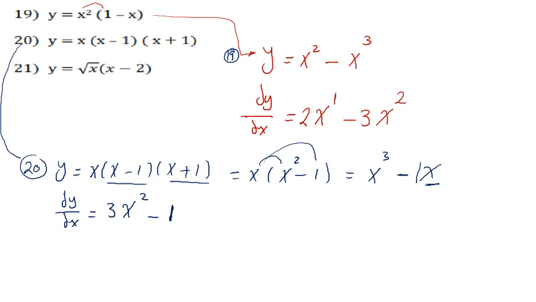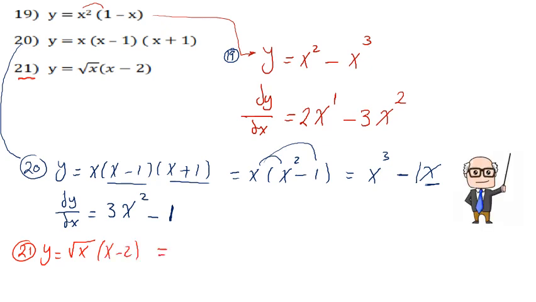Regarding number 21, y is equal to root of x multiplied by x minus 2. So you need to write it as an exponent or power of x. So root x is x to the power of half, multiplied by x to the power of 1, minus 2. Let me write it out to clarify the coming steps. X to the power half multiplied by x, I'm going to add the powers, so it's x to the power 3 over 2, which is 1 plus half, minus 2x to the power of half. So I wrote y in terms of powers of x.